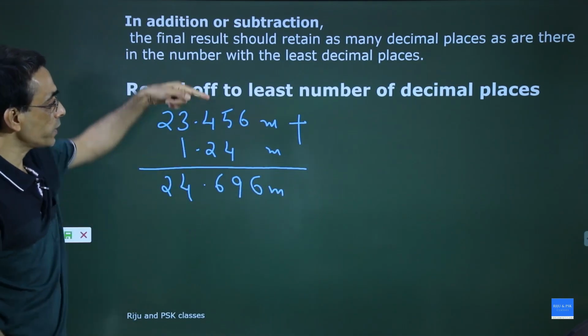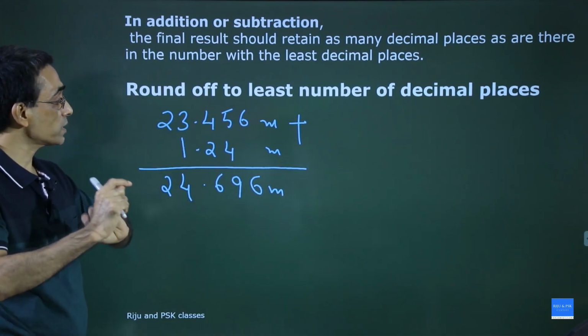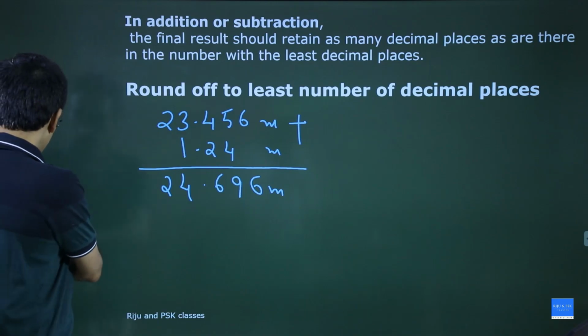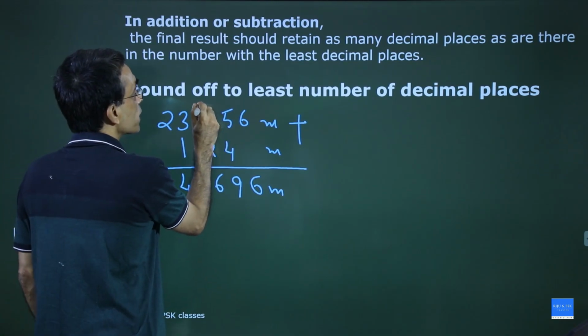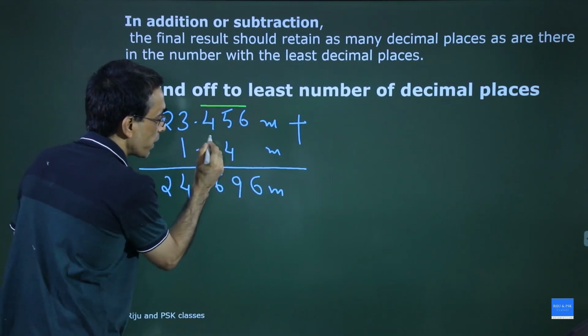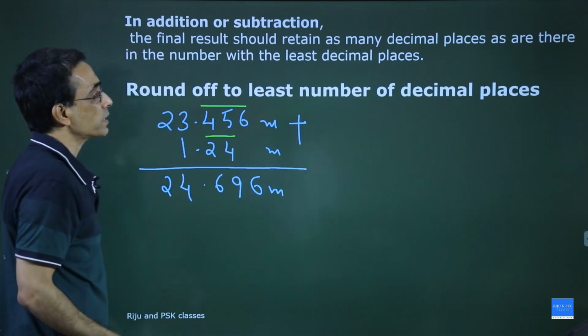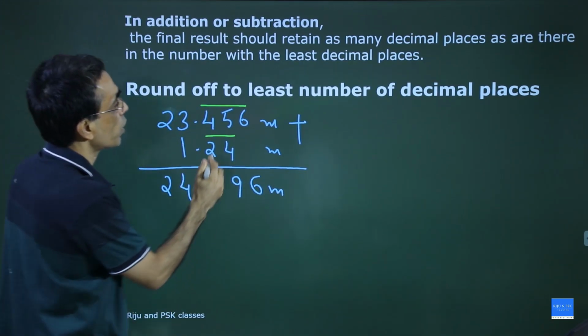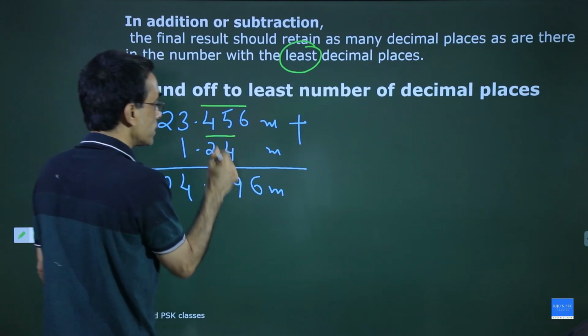Now check. Out of the two numbers added, which has the lowest number of decimal places? How many decimal places are here? You have 3 decimal places. How many decimal places are here? There are 2 decimal places. Which is the least decimal place? That's what we always look at. Least decimal place is 2.